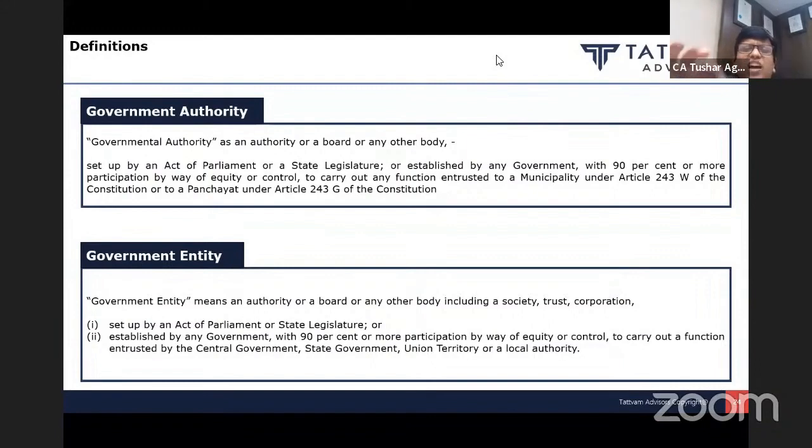Delhi Jal Board is a governmental authority. And then we have government entity. A government entity is an authority or a body or any society, trust, corporation which is set up by an act of parliament or established by government to carry out a function entrusted by central government. For example, BSNL has been given a function to lay down some defense pipelines. So in that capacity, they act as a government entity.